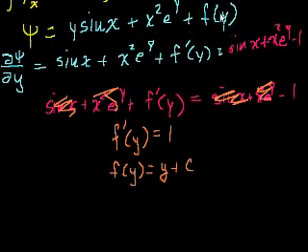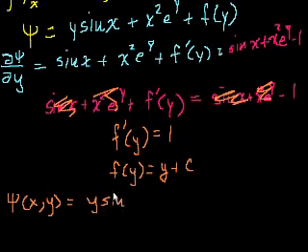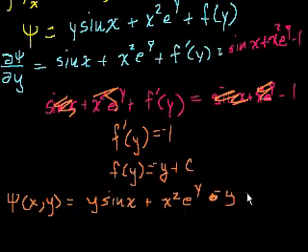So what is our xi now? We wrote our xi up here, and we had this f of y here, so we can rewrite it now. So xi is a function of x and y. We've pretty much almost done solving it. Xi of x and y is equal to y sine of x plus x squared e to the y plus... oh, sorry, this is f prime of y equals 1, so this is a minus y plus c. So we've solved for xi.